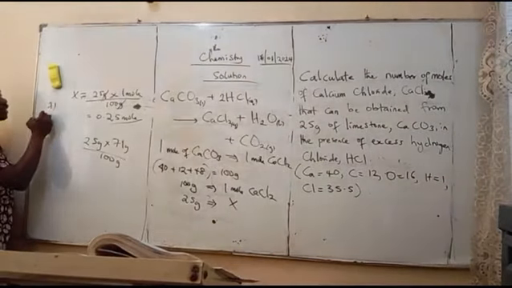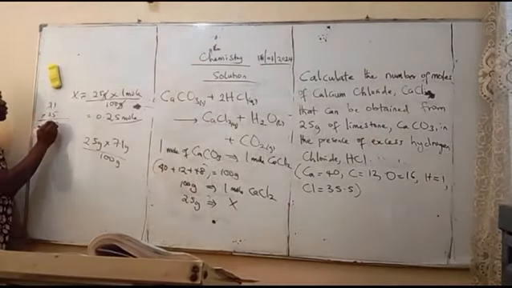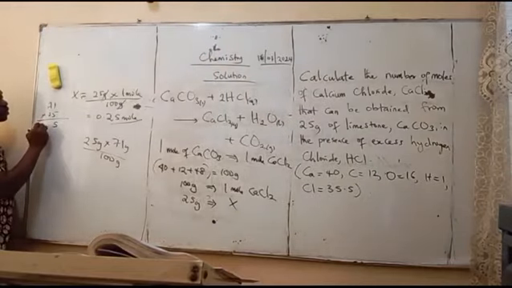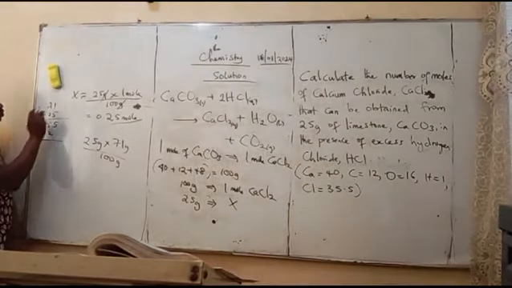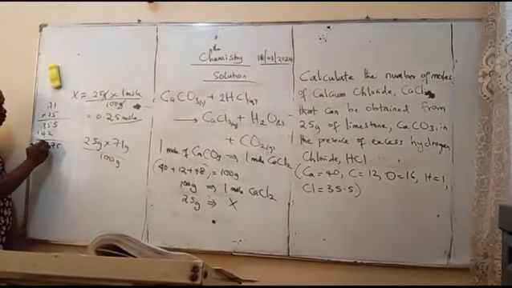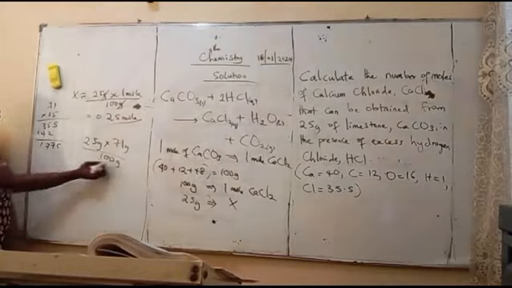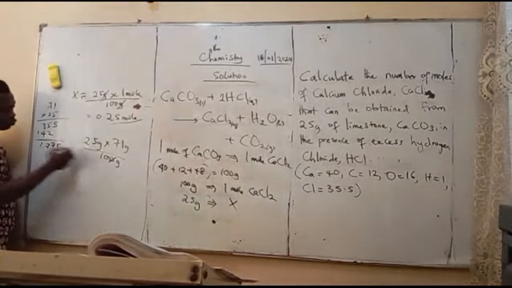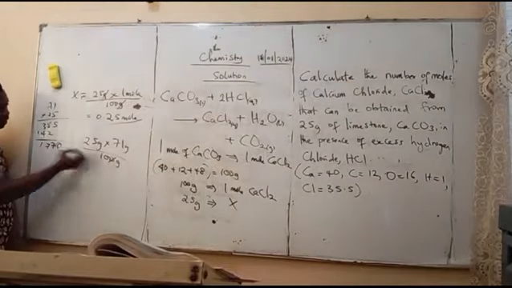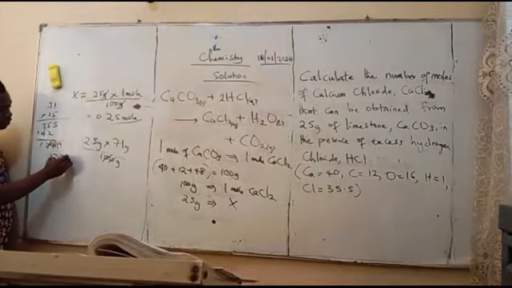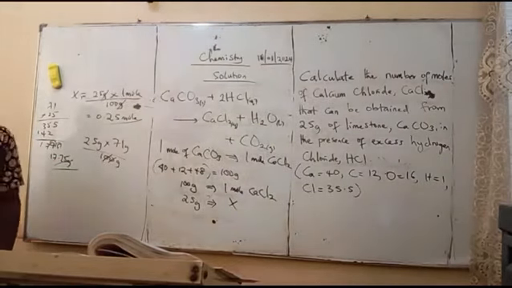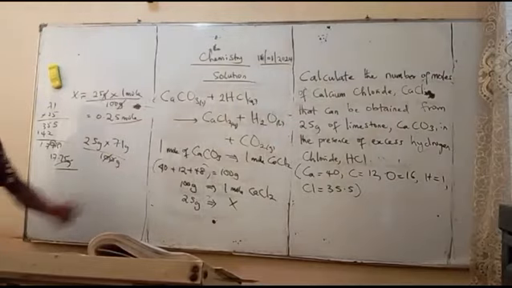So we have 71 times 25. 5 times 1 is 5, 5 times 7 is 35. 2 times 1 is 2, 2 times 7 is 14. So we have 1775. Divide by 100: the two zeros cancel, moving the decimal point two places. So you have 17.75 grams. 17.75 what? Grams.